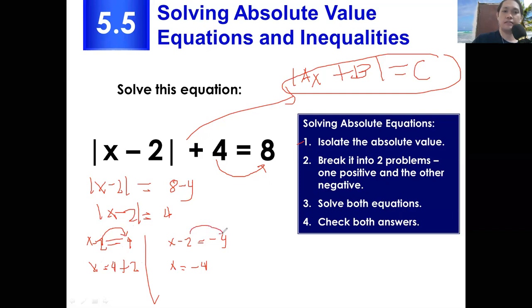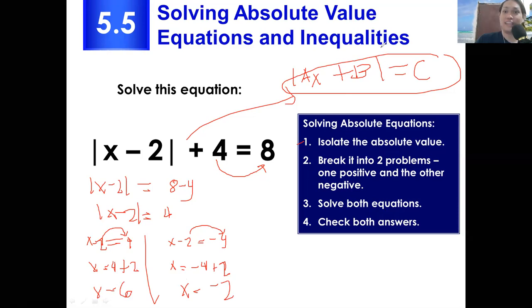This one, transpose. This becomes what? This becomes positive 2. So our answers now, we have x is equal to 4 plus 2, which is 6. X is equal to negative 4 plus 2, that gives you negative 2. So our answer is 6 and negative 2.